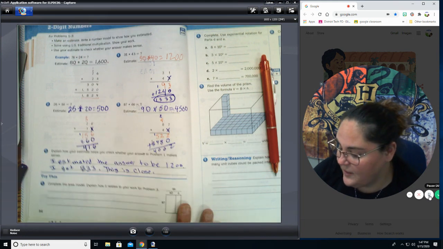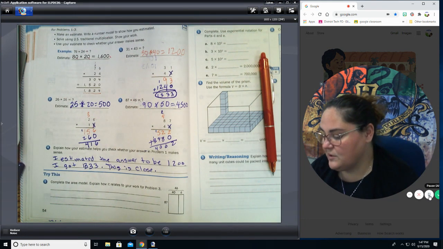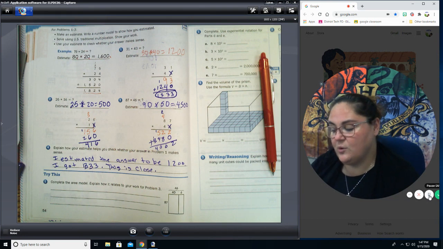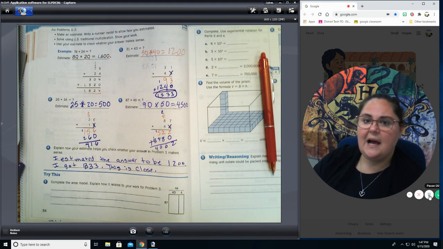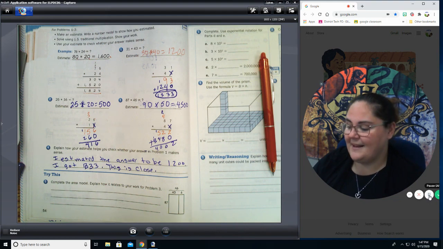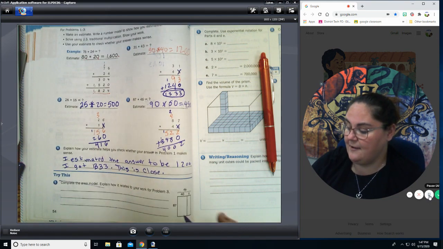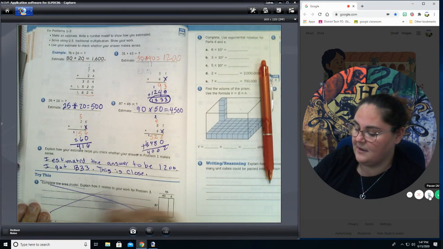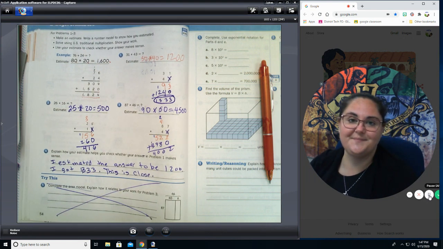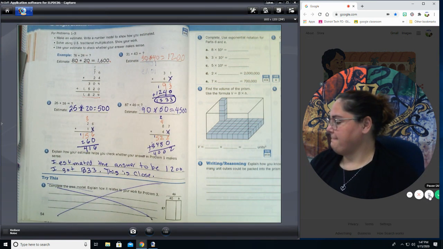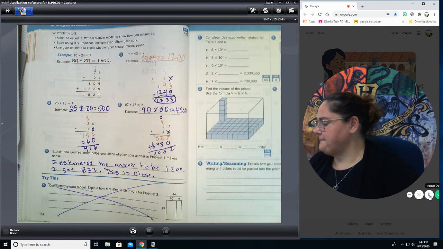Now, they want us to do area model to explain how it relates to the work in problem 3. And this is okay, except for usually when I do area model, I do it a little bit differently. So today, for right now, you're going to mark out number 5. You do not have to do it.